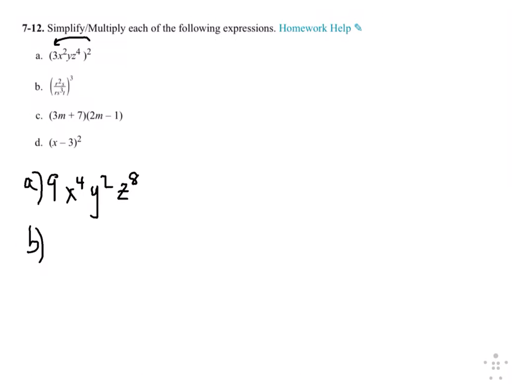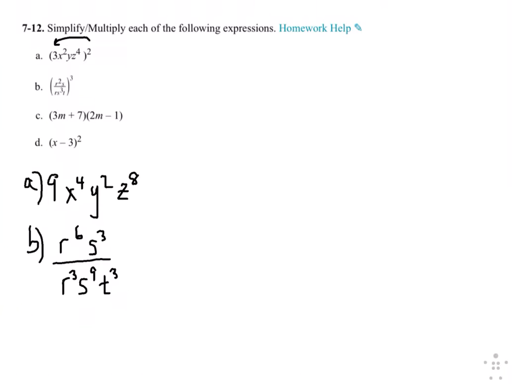For B, same thing, we have to bring the 3 in. So r squared to the third is r to the sixth, s to the third, and then r to the third in the denominator. And then there's an s to the third in the denominator, so 3 times 3 is 9. And then there's a t in the denominator, so t to the third.